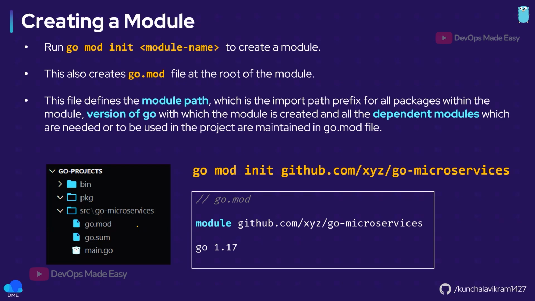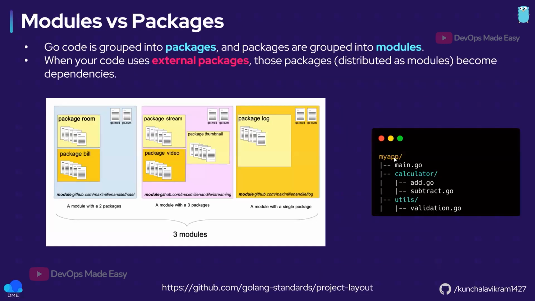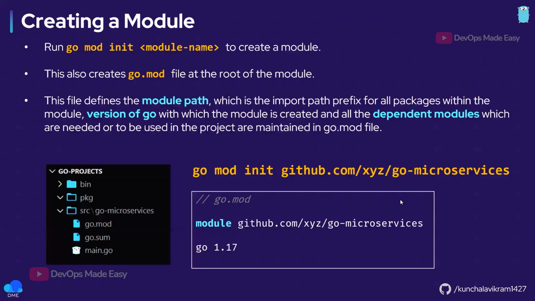How this is created is, whenever you want to create a module, let's say this is the folder structure I have, and I want to make this a module because I have a couple of packages inside it. If I do go mod init and give the name of the module, this becomes a module. Go mod init is just like git init or docker init commands. Git init will initialize an empty git repository, or if you already have the source code, it will just try to track it.